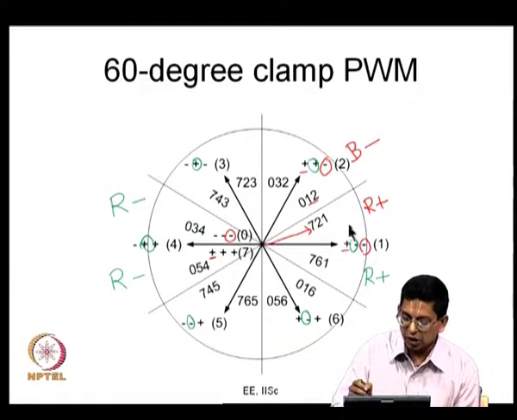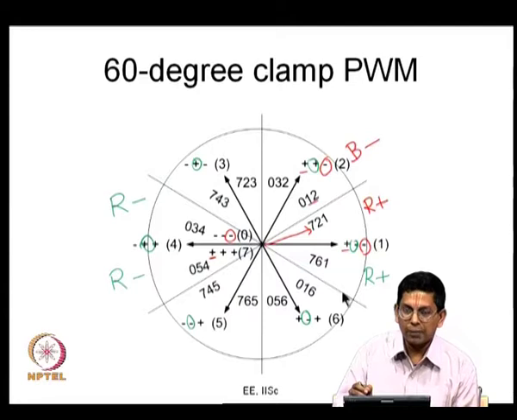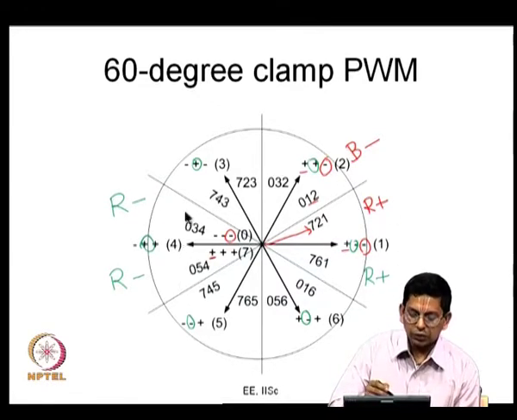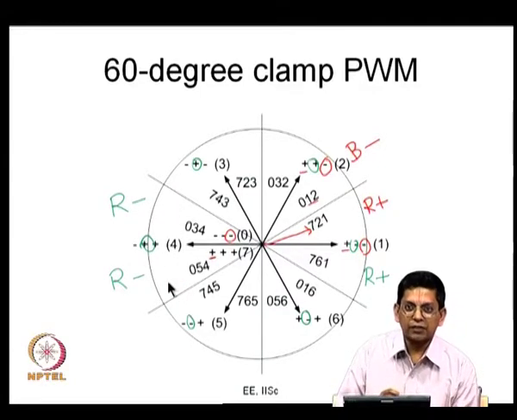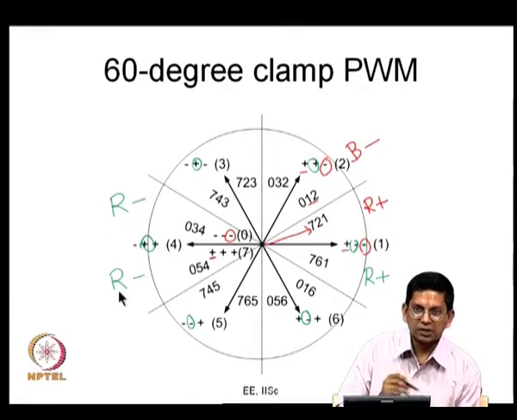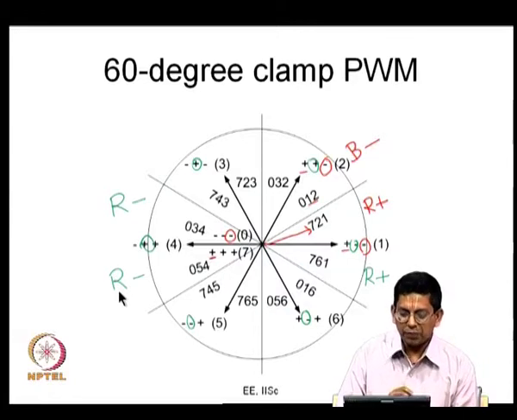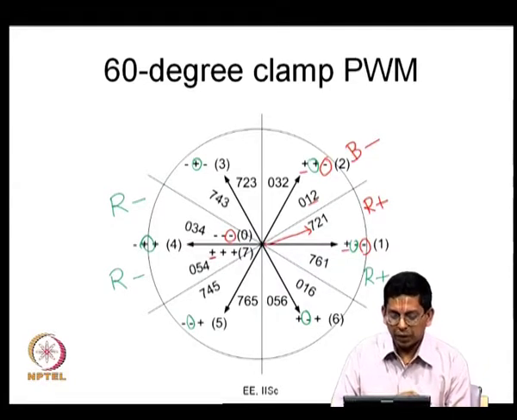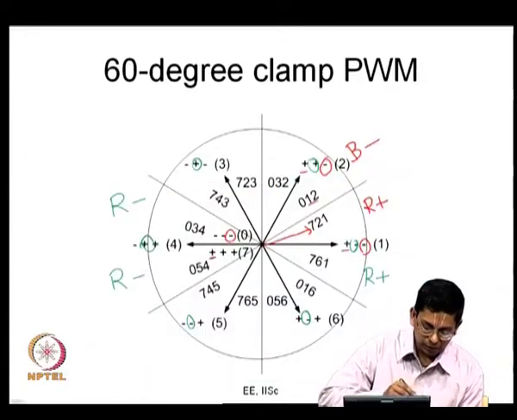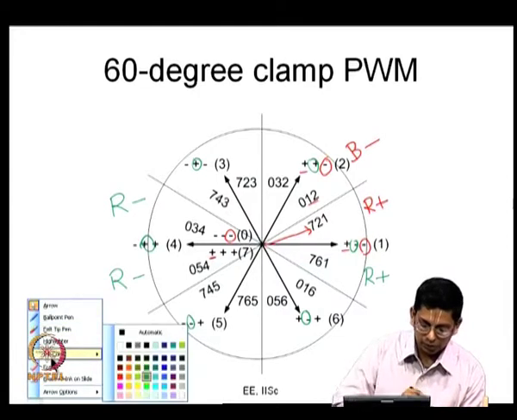Between 60 and 120 degrees, you have R phase clamped, that is, R phase is clamped during the middle 60 degree duration of its positive half cycle, where it is clamped to the positive DC rail, and you take the other corresponding 60 degree duration in the negative half cycle. This is the middle 60 degree duration in the negative half cycle and you see that R phase is clamped to the negative bus and you see it is R minus and R minus here. Is that fine? In the same way, every phase will be clamped around its peak value.